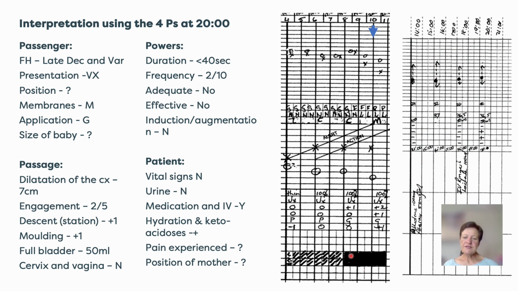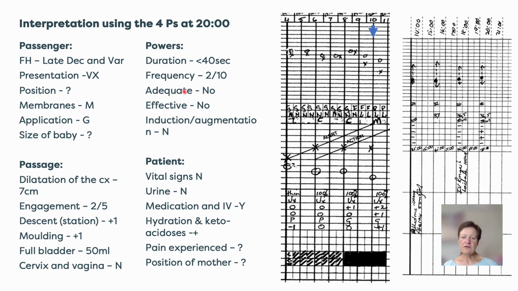So even with these not so effective contractions, we have molding, which tells us that this poor fetal head struggles to go through this pelvis. So there are signs of fetal cephalic pelvic disproportion. Again, they've obviously not done anything about the urine, and the mother only passed 50 milliliters, so this bladder is definitely full.